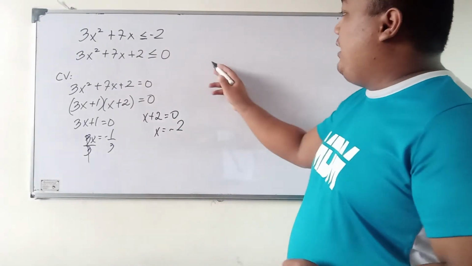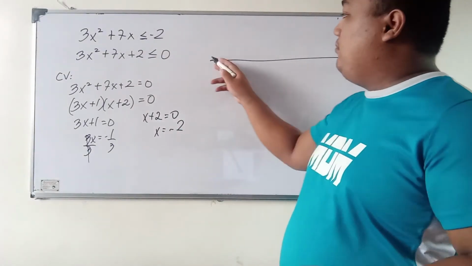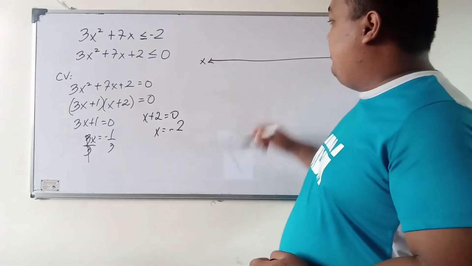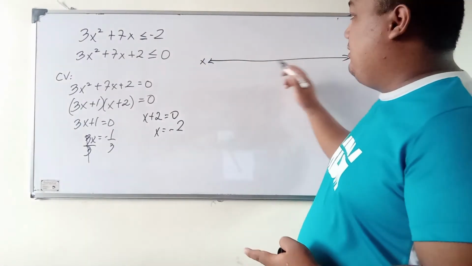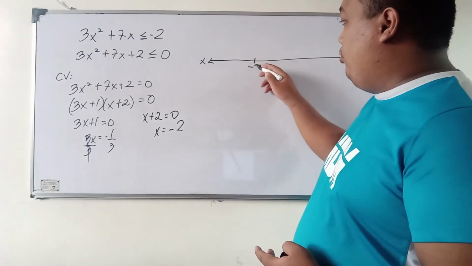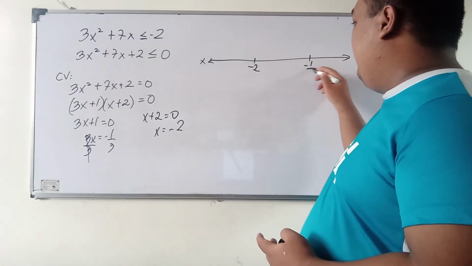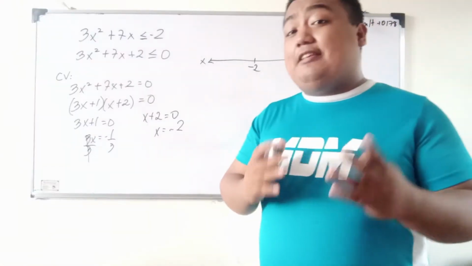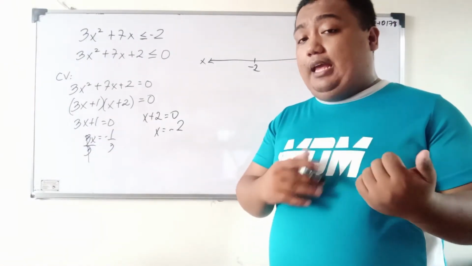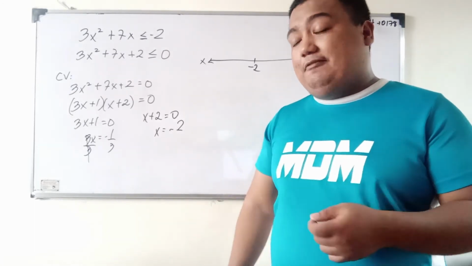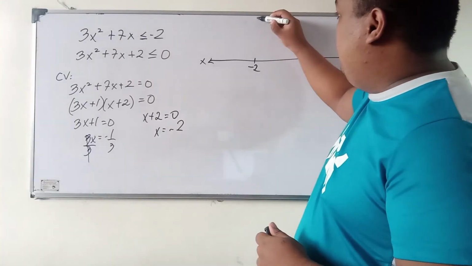Next, put it in a number line. Okay, this is your x, no? So, arrange it from least to greatest. So, this is -2, this is -1/3. Tandaan class, kapag negative sign na pinag-usapan, mas maliit yung value niya in a positive way, mas mataas ang value niya sa negative sign. Okay?